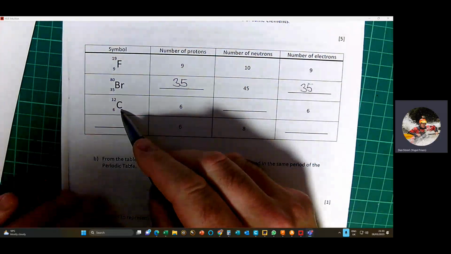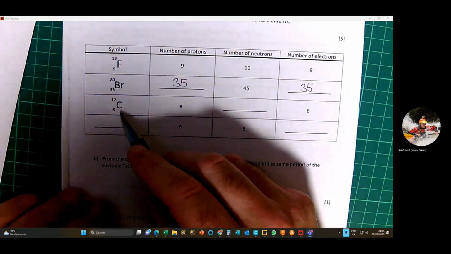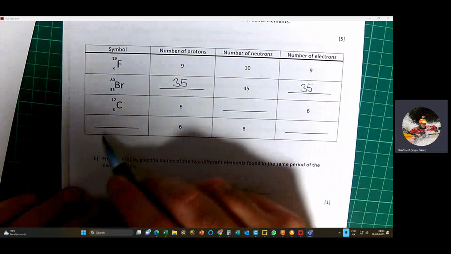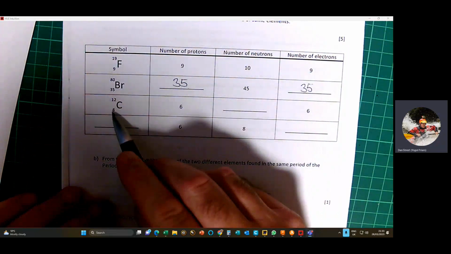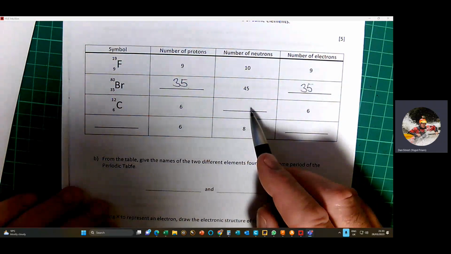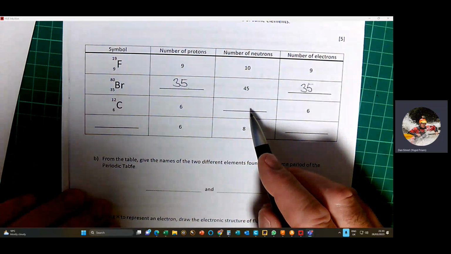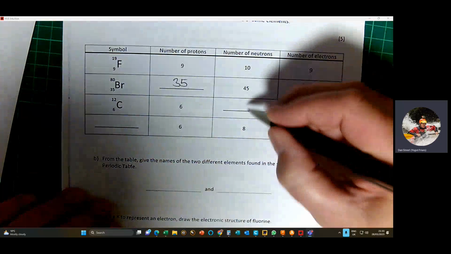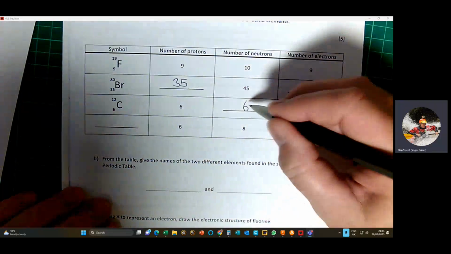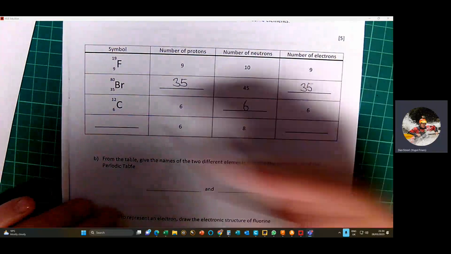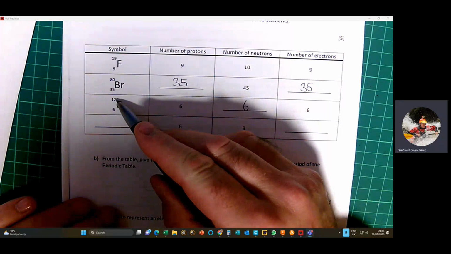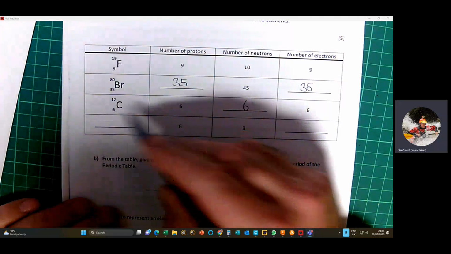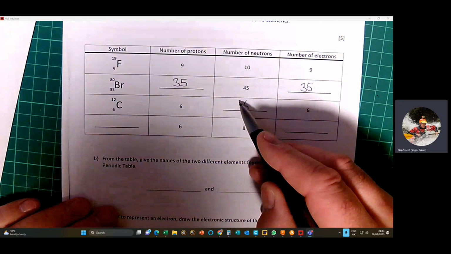Here we have carbon-12, which is standard carbon. And the number of protons is 6, which matches the atomic number. The number of neutrons, you have to do a little bit of work for: 12 take away 6, which also happens to be 6. But don't be lulled into a false sense of security, always do the calculation. So it's the atomic mass take away the atomic number that gives the number of neutrons.